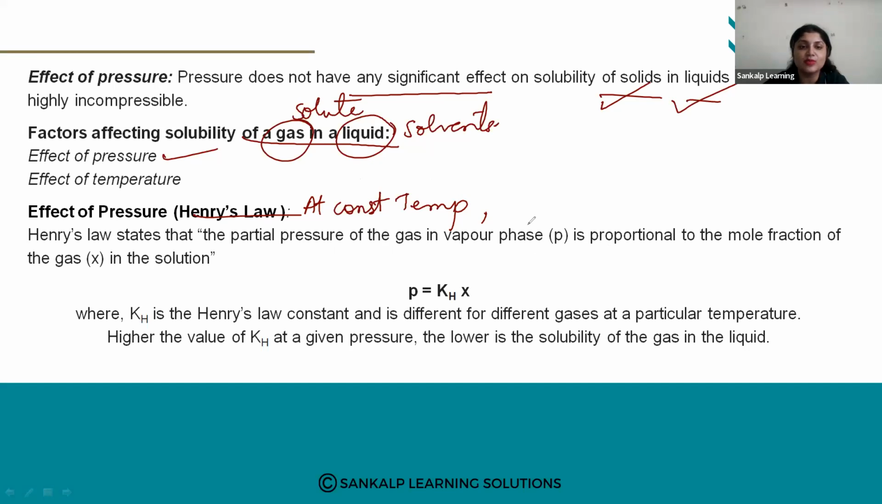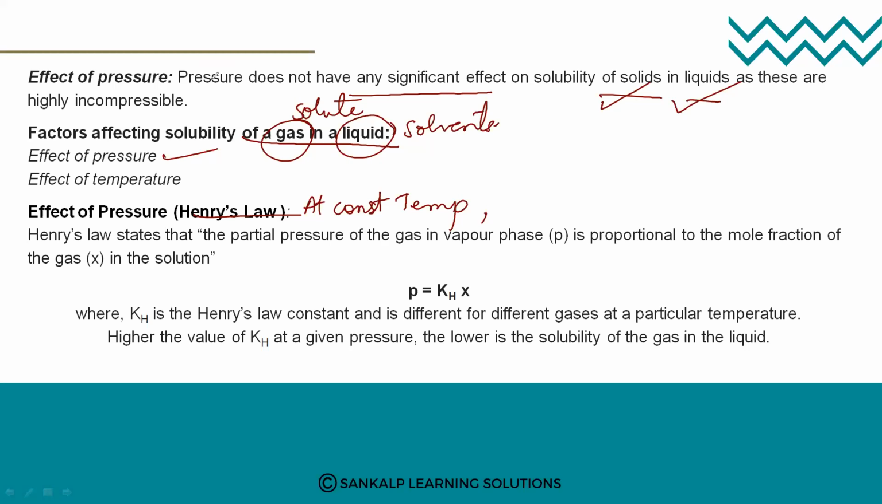Whenever gas molecules are there, if you apply pressure, they can be easily compressed. So it is given in terms of Henry's law. At constant temperature, the partial pressure of a gas in the vapor phase is proportional to the mole fraction of the gas in the solution. Or, at constant temperature, the solubility of a gas in a liquid is directly proportional to the partial pressure of the gas present above the surface of the liquid or solution.